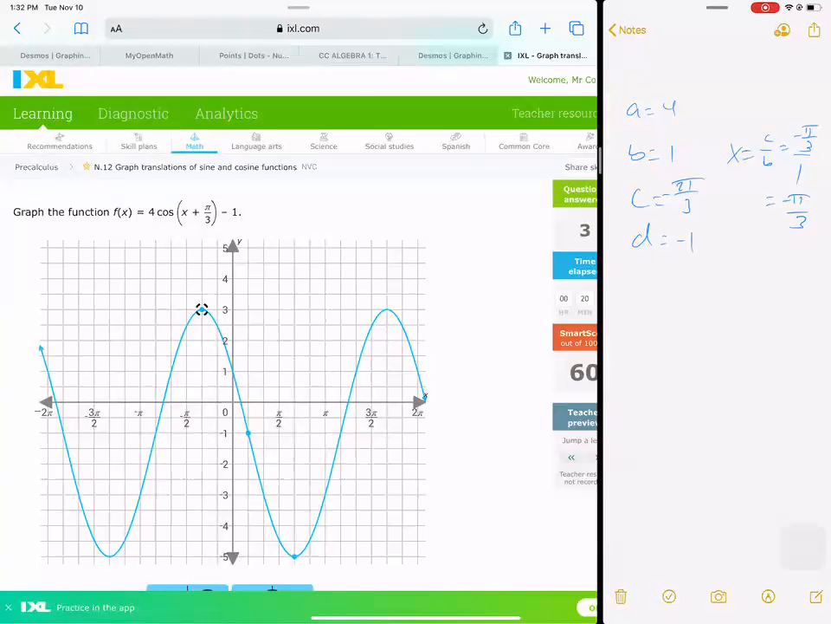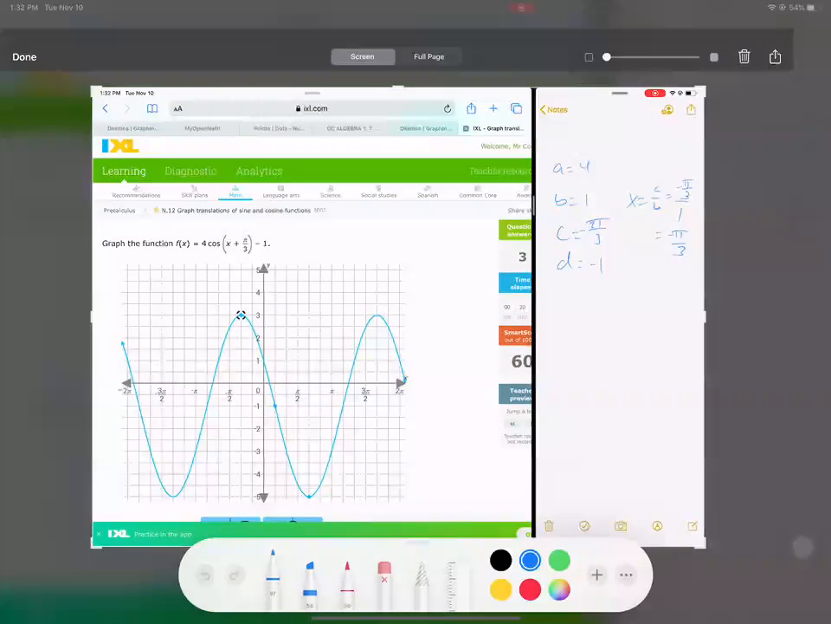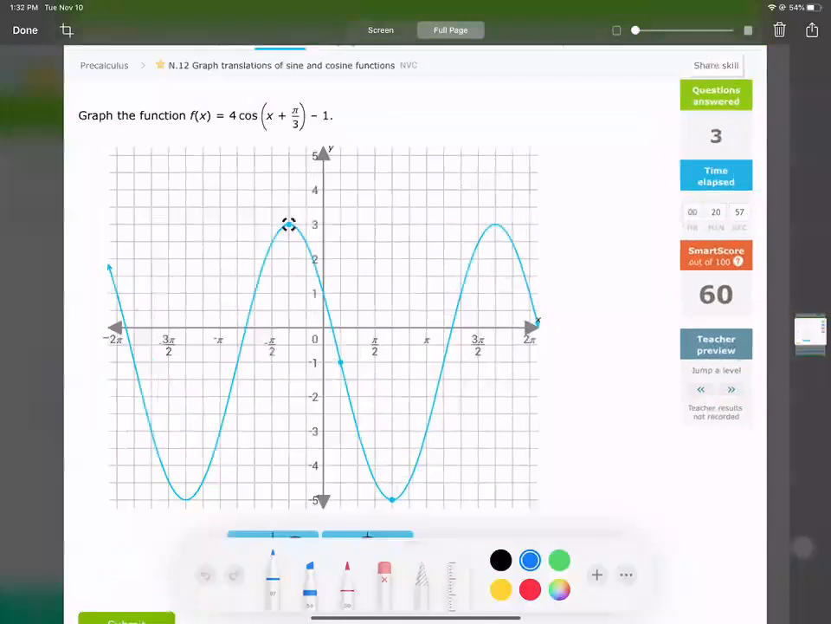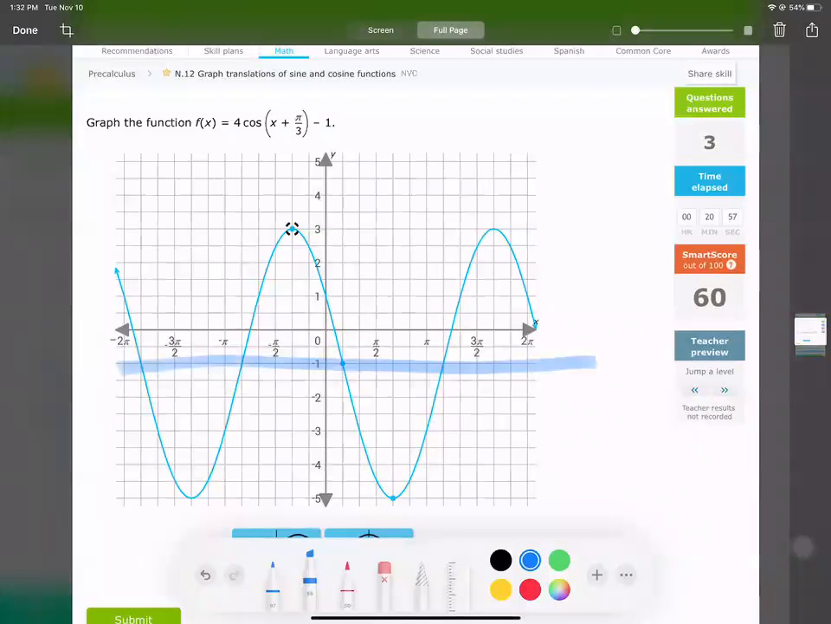Okay, so let's double check this. I'm going to screenshot this. Let's make sure we have everything correct. First, my D value is -1. Here's -1. We're good. That looks like the center of the graph. My starting value is -pi over 3, which is right here.